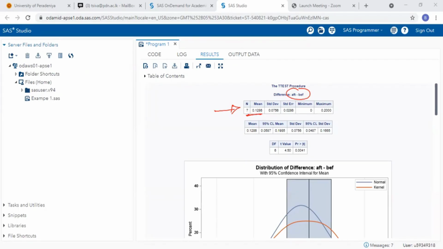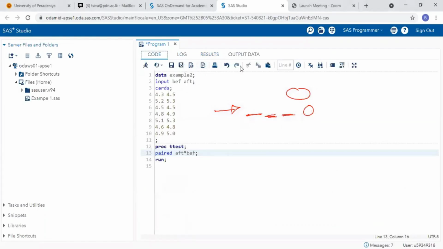Some of the information is about the difference. This is the standard deviation, the standard error of the difference. The minimum value of the difference is 0, because one value is 0.